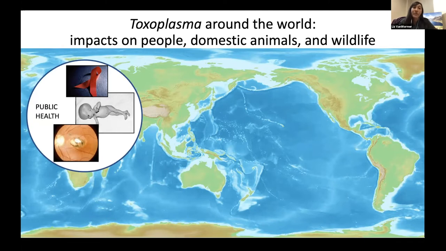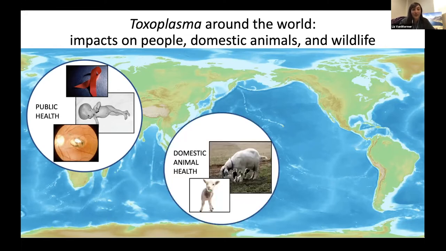We also know that immunosuppressed people can have really severe and sometimes even fatal toxoplasmosis. So AIDS patients, as well as people on really strong chemotherapy drugs or other drug treatments. If you have immunosuppression, the parasite can cause greater problems. But we're learning that sometimes it goes beyond that for people as well. So sometimes certain strains of Toxoplasma and certain types of exposure can affect even healthy people. So there's certainly a public health connection.